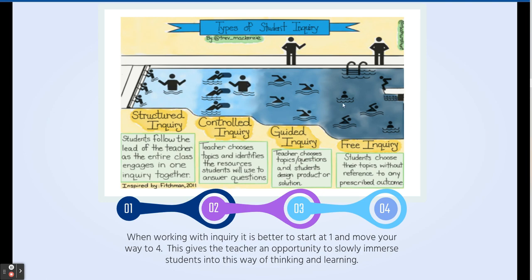This pool idea is great in terms of the depth that you would work in these different types of inquiry. But it is truly better to start at the beginning and work your way down, just like if you were learning to swim, right? You start in the shallow end and then you get deeper and deeper and deeper. Because if you just skip ahead to free inquiry, students who are used to being in a classroom where it is very structured and the teacher is the teacher, if you all of a sudden say, hey, do whatever you want, learn about whatever you want, a lot of them will just fall apart.